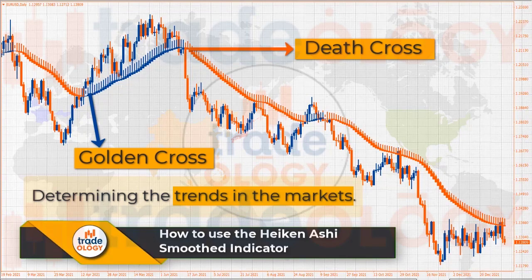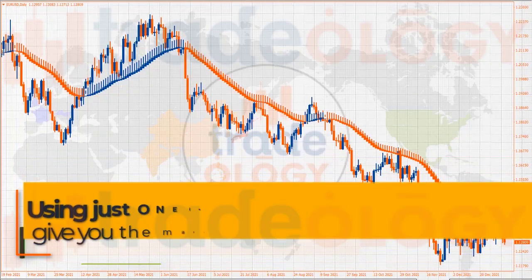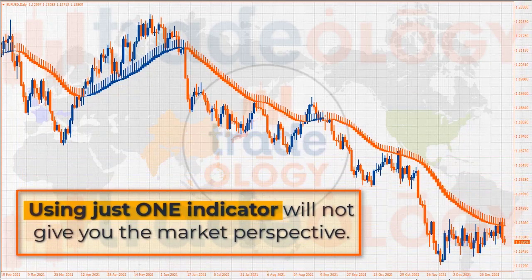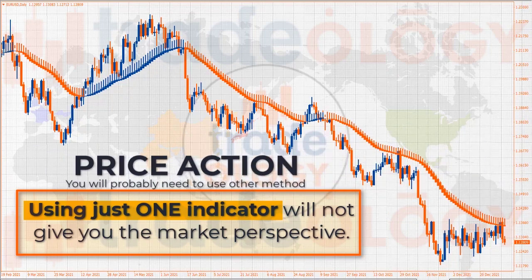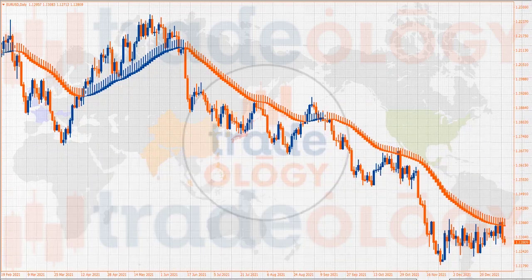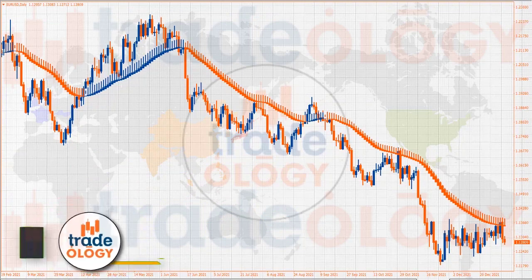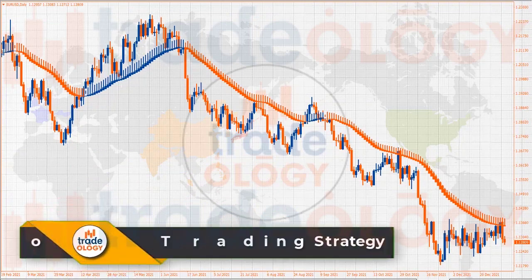But as with any trading strategy, using just one indicator will not give you the full market perspective. This is the same case with the Heiken Ashi smoothed indicator as well. You will probably need to use other methods such as price action to determine the best momentum in the price of a security. Price action trading strategy with smoothed Heiken Ashi indicator.